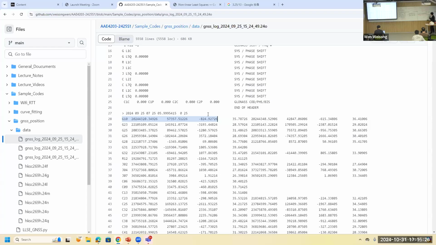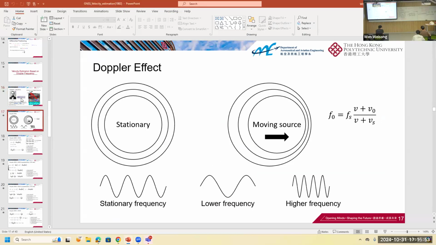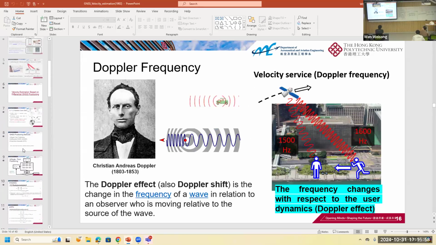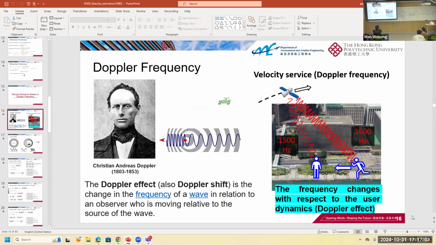Okay, so let's look into the physical meaning of this equation. As I mentioned, for the Doppler effect, I just described the 1-dimension case. For example, this is an example.